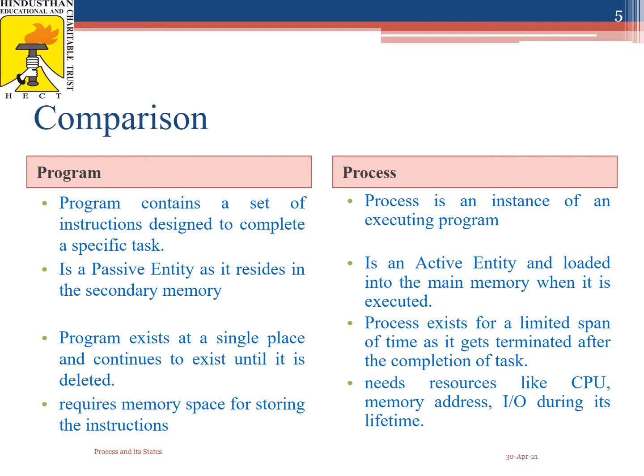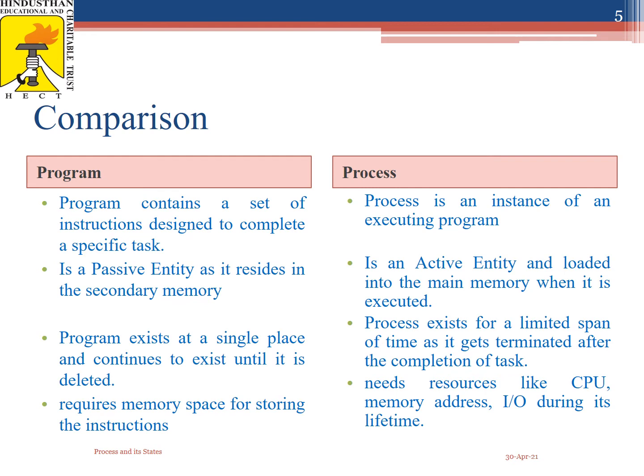Next one, program is called as passive entity since it is a set of coding and does not do anything. But the process is an active entity since when process is executed, it will do some specified task. In third point, it is conveyed that when we store a program in memory, it exists until it is deleted. But the process exists in memory for short period of time until it gets terminated after completion of task.